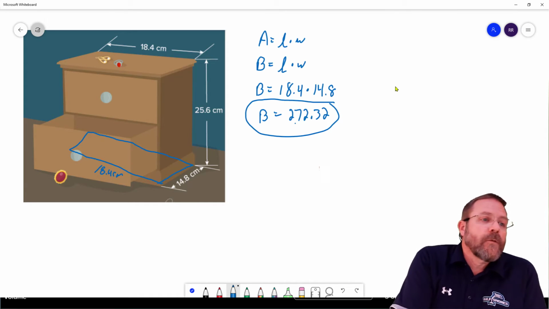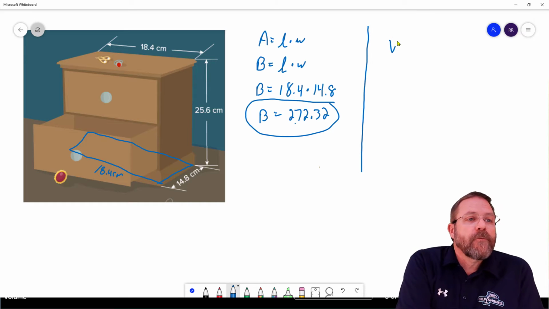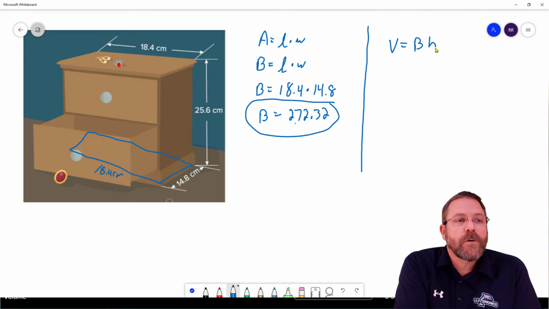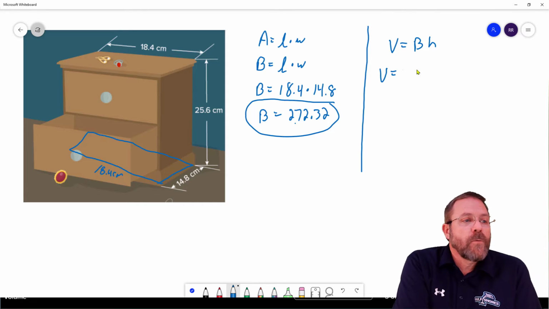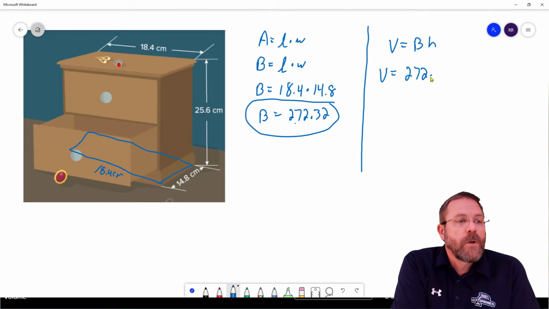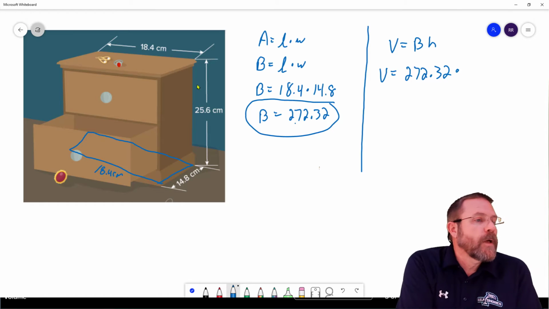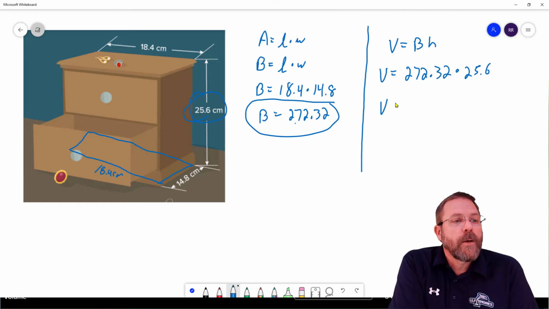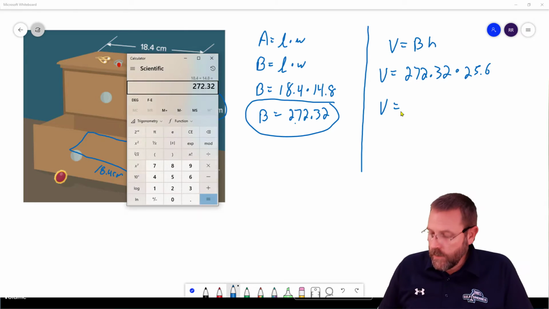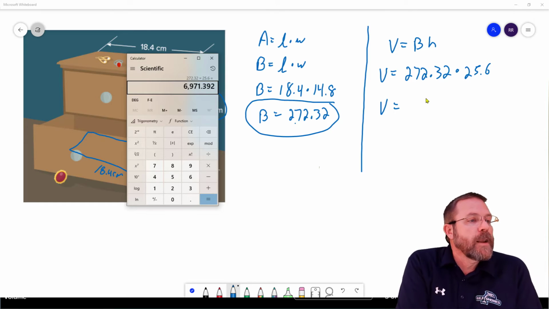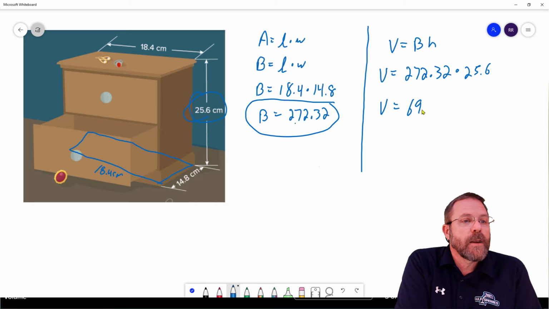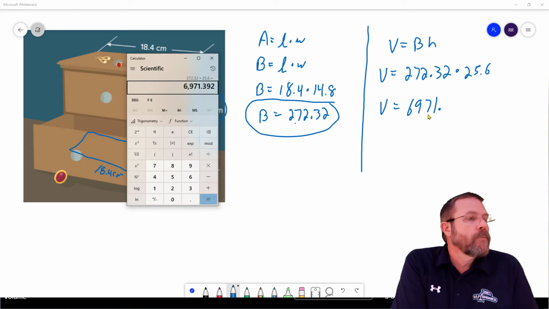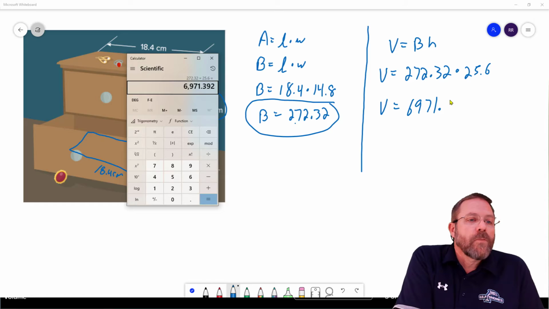To get to the final answer, we need a whole new formula, and that formula is volume is equal to base area times height, where the base area we just found is 272.32 times the height. That's going to be this distance right here, 25.6, the height of the prism. And when we multiply that out, times 25.6, that's going to give us 6,971 point, rounded to the nearest hundredths, 39.